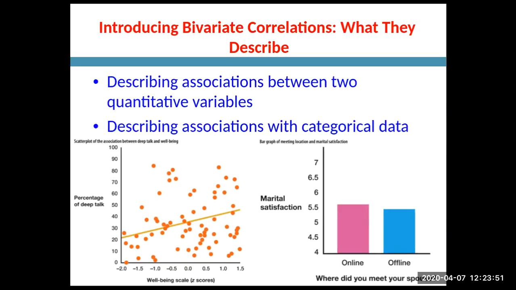So what we're looking at is how satisfied people are with their marriage, whether they met online or offline. You may see that online is about 5.5 and maybe offline about a 5.3 or 5.4. So even though online is a little bit bigger, there's really no difference between them, according to the graph. I'm just looking at it. So if you have associations between two quantitative variables, on the left, we have a scatter plot. On the right, one of them is categorical, and it is a bar graph.